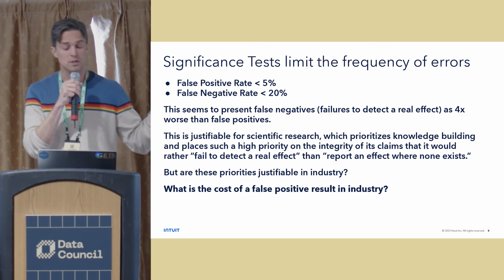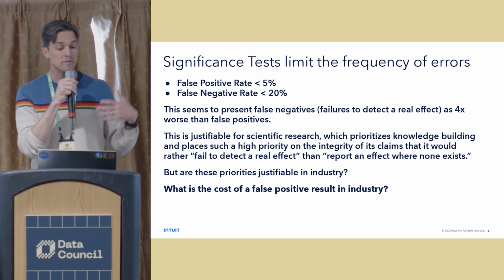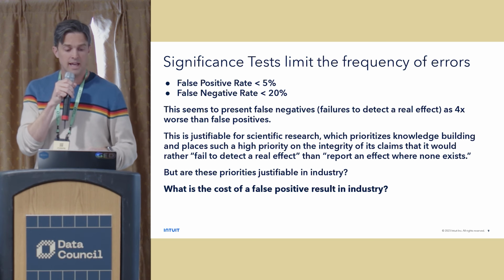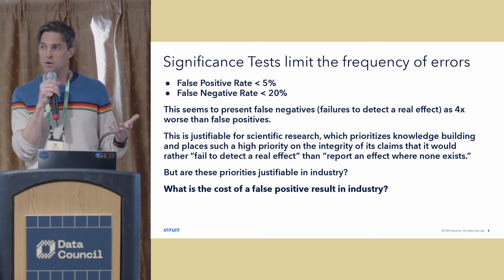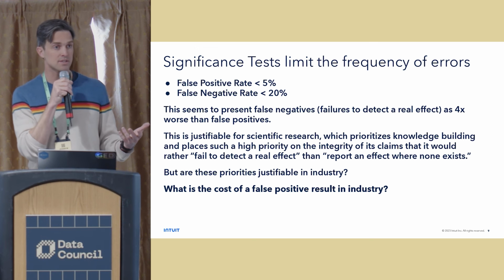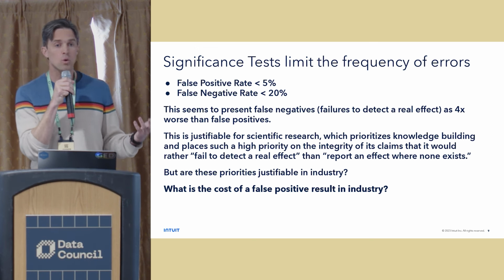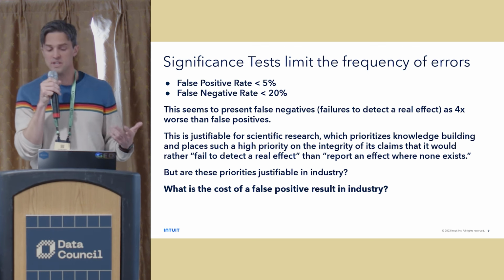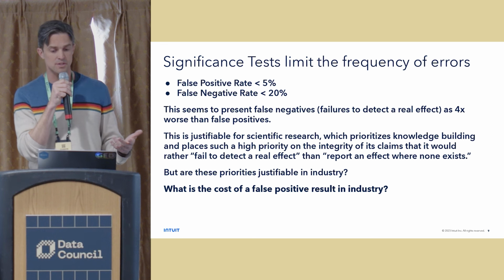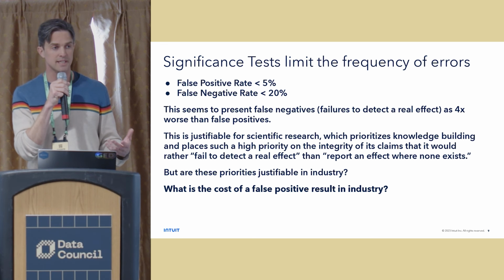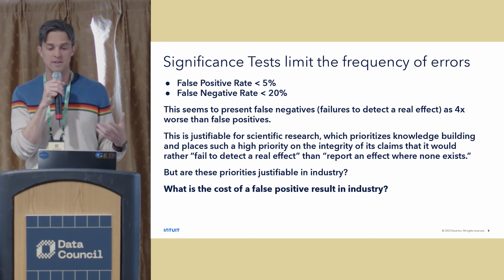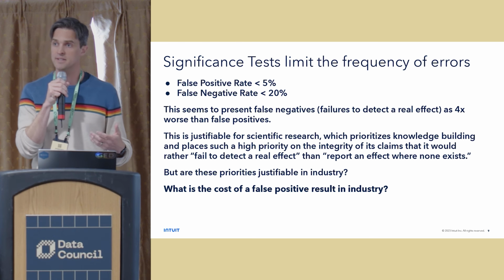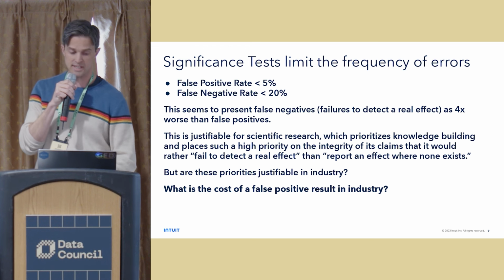So we can cap our false positive rate at 5%. We often target a false negative rate of 20%. And this seems to present false negatives, which are failures to detect a real effect, as being 4 times worse than false positives. And I think this is justifiable for scientific research, which prioritizes knowledge building and places such a high priority on the integrity of its claims that it would rather fail to detect a real effect than report an effect where none exists.